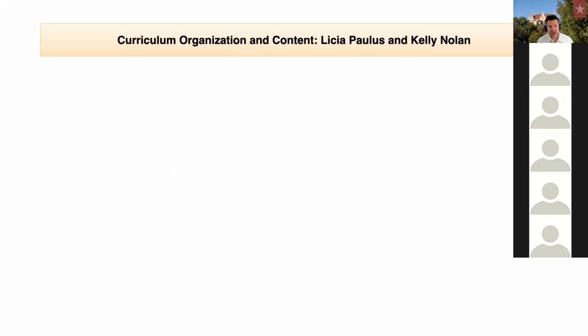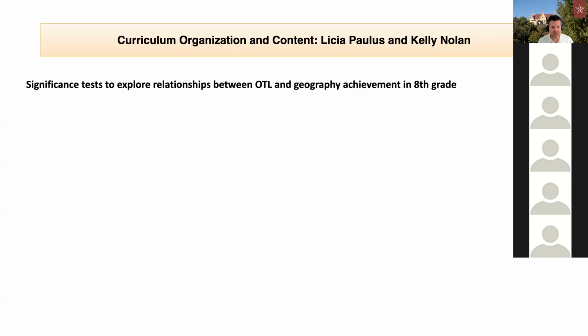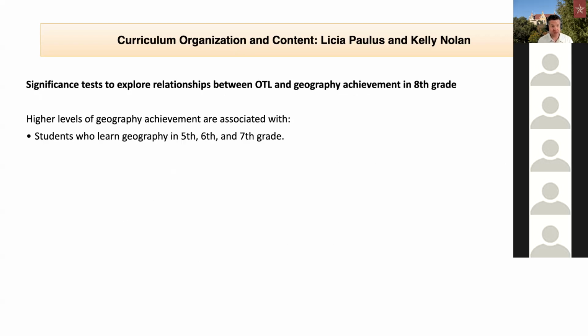So next, another topic was curriculum content organization. Licha and Kelly chose this one. And so here are some of their findings. They found higher levels of achievement associated with students who learn geography in the 5th, 6th, and 7th grade, and schools that offer social studies as discrete subjects. So standalone courses in geography as opposed to integrated social studies courses.